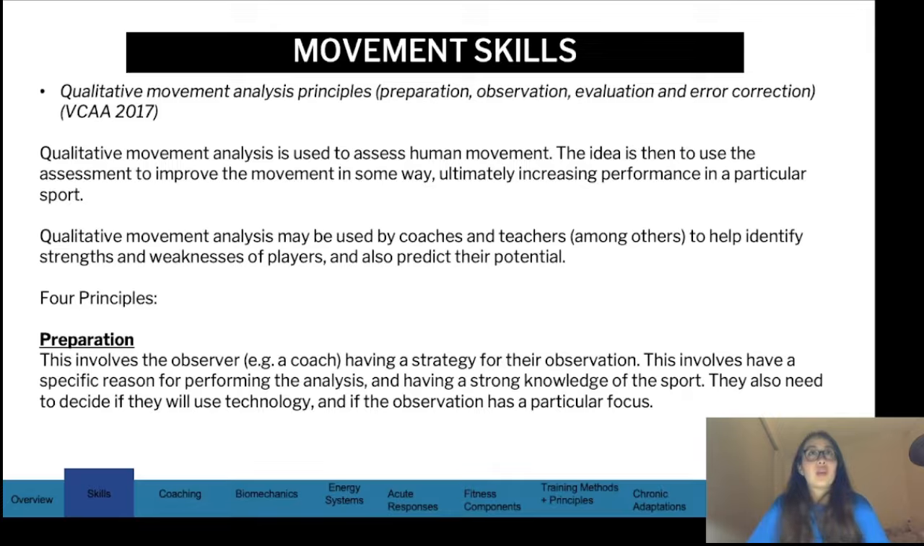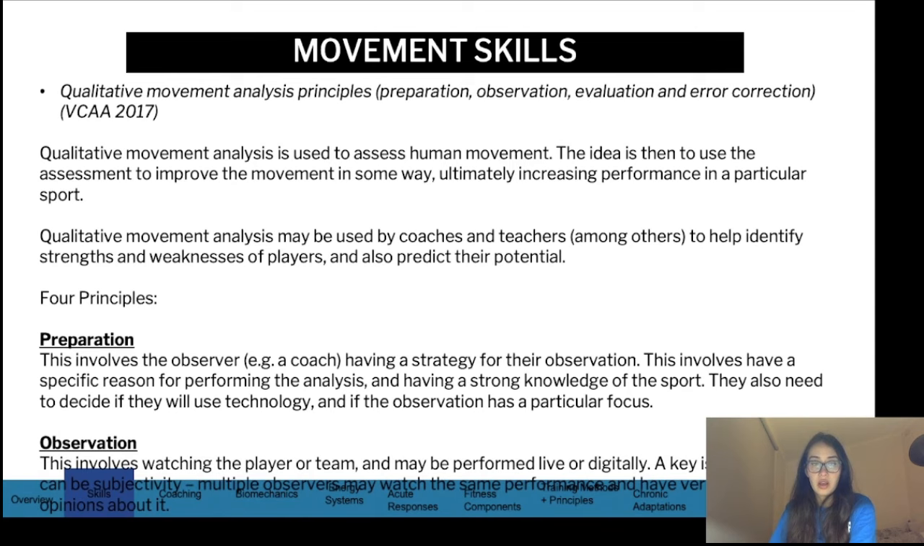So preparation, pretty much preparing your strategy for observation. Knowing what you're going to be looking out for, knowing who you're going to be watching out for, knowing what particular skills you're trying to recognize or determine if the player is doing well at, okay? Just kind of preparing. If you're going to use technology, knowing what you're going to use, stuff like that.